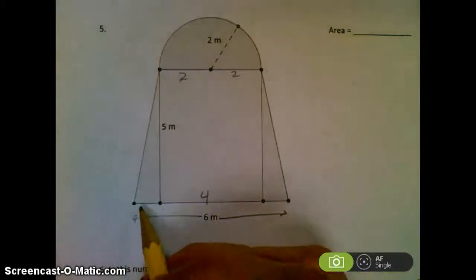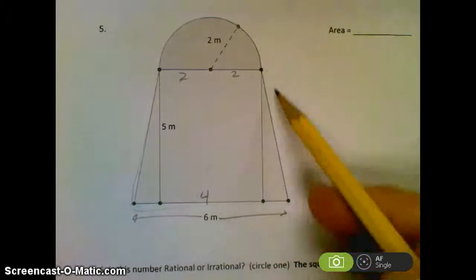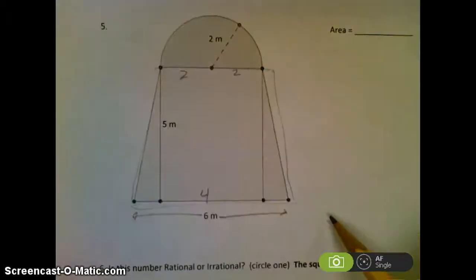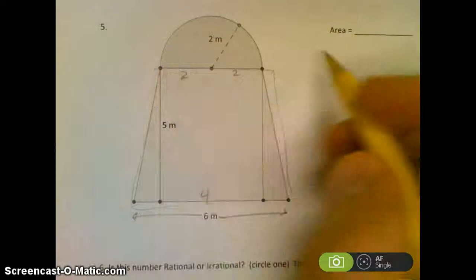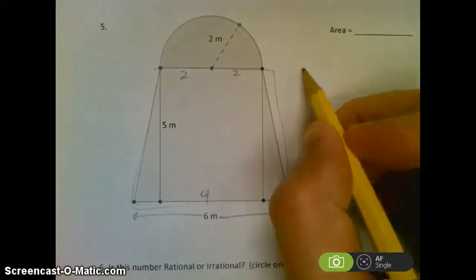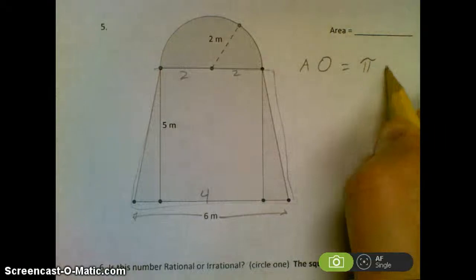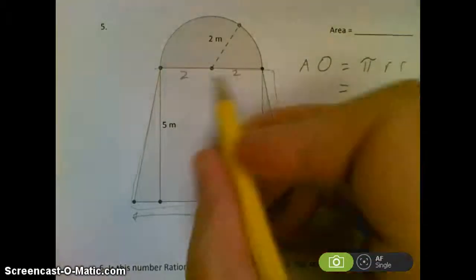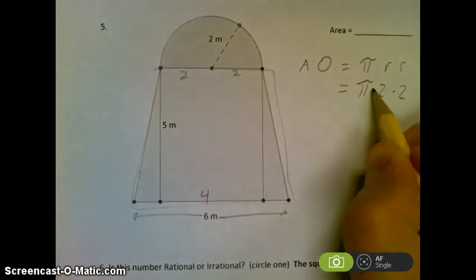So you could have found this in a few ways. You could have taken the area of this trapezoid here and then added the area of half of this circle. The area of this circle is pi times the radius, which would be pi times 2 times 2.